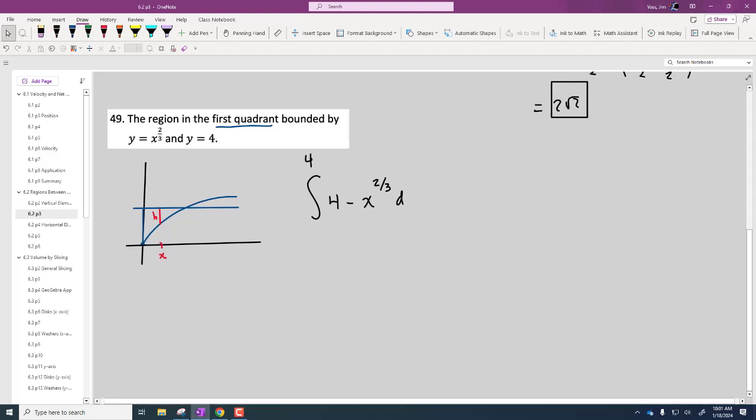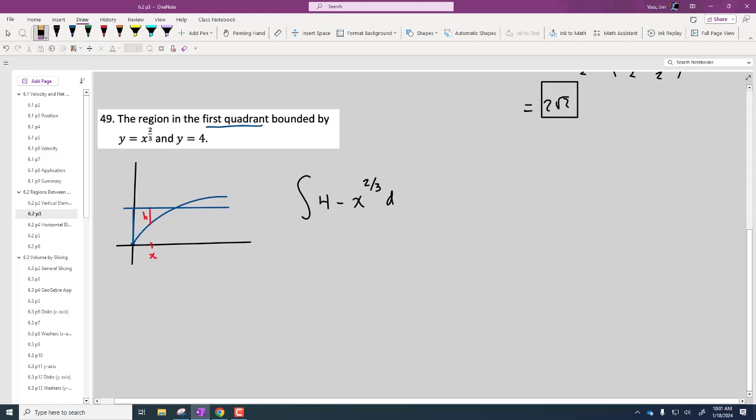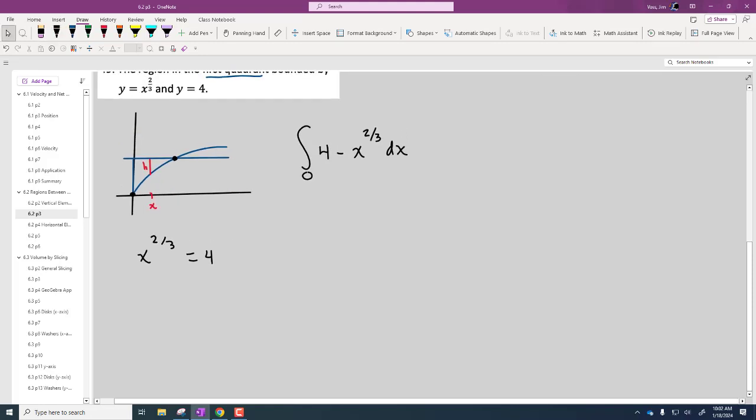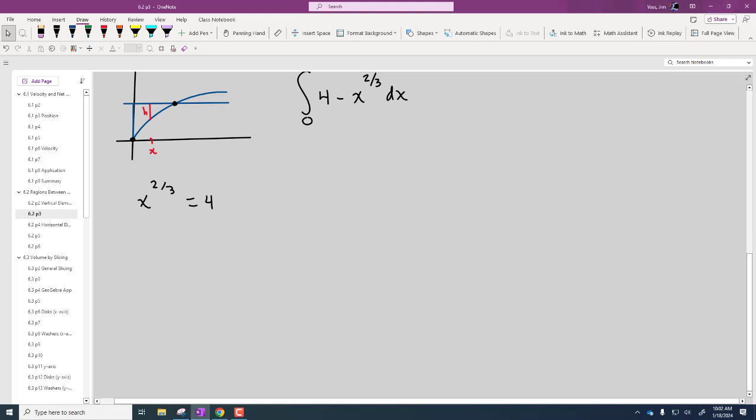Oh, it's still a dx, so that we don't have to worry about. But the x's are going to go from 0 to this point right here. So we need to figure out what the x value of that is. We know the x value here is 0, so we can slot that in. Now we want x to the 2/3. We're going to set that equal to 4, and then figure out what the x is. Now, this is a nonlinear equation.